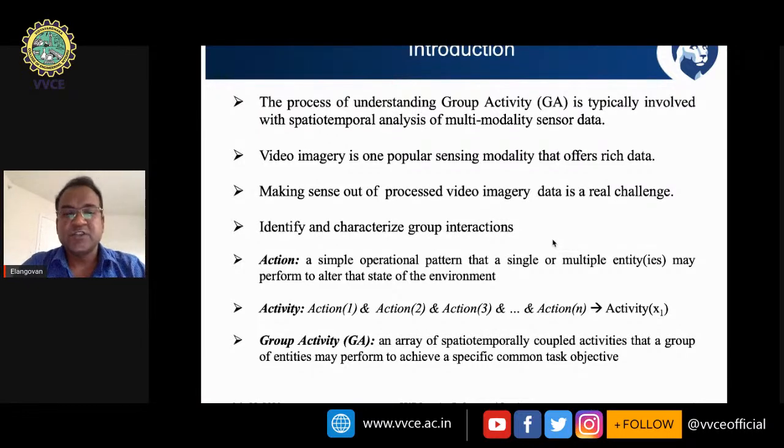So typically, when we extract the events from the image, the events can be generated by a single entity, or by multiple entities. If we combine and analyze these events, they can form an activity, and a sequence of activities together can form a group activity. So to detect the group activity, first of all, we need to detect the actions, the events. Once we detect the actions, a sequence of actions can form an activity. Once we detect more activities, we identify a group activity.